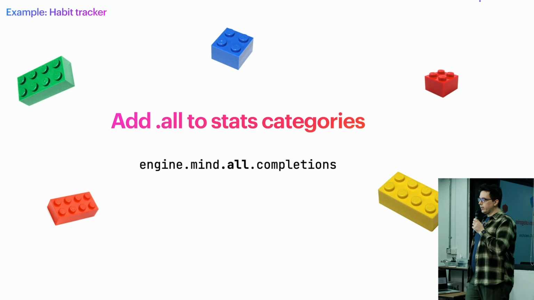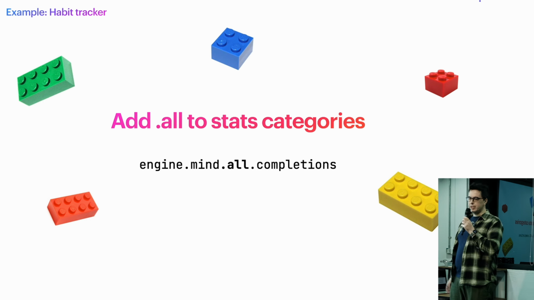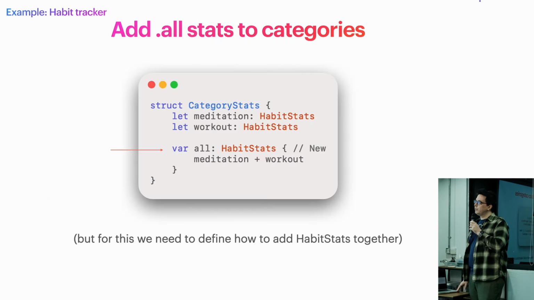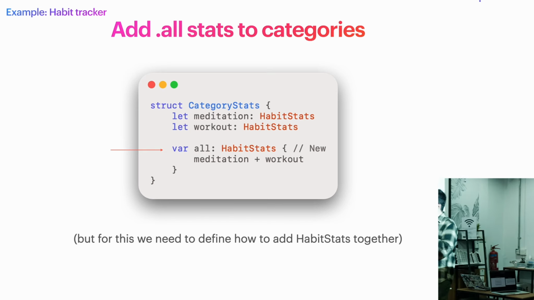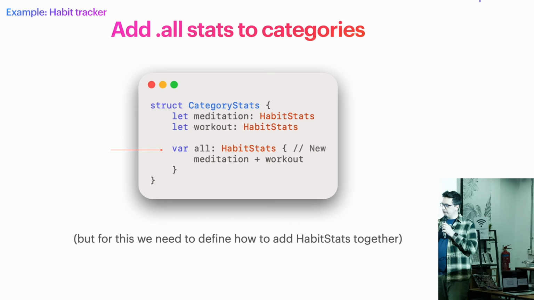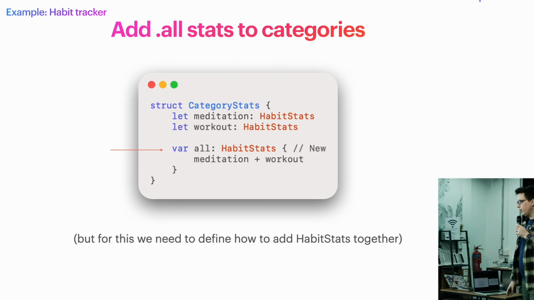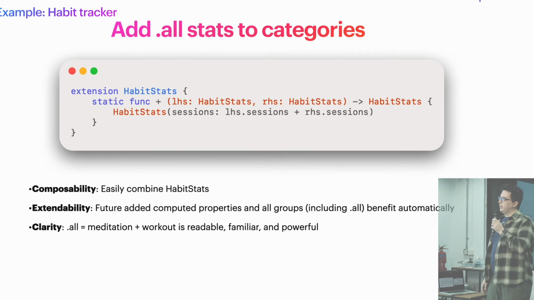So the first piece we're going to add is the .all to the stats categories. We want to have something like engine.mind.all.completions. It's pretty easy to do. All we have to do is add this computed variable that adds all the categories together, and we can right away use it. Although, for this we need to define how to add two habit stats together. So this is how we do it.